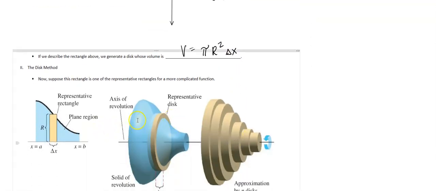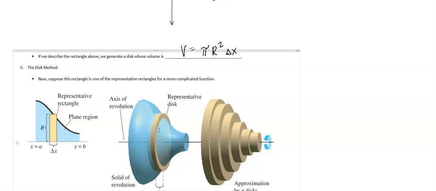So this is the basis of the disk method, and you can see that what we're doing is taking a solid and chopping it up into these little disks that approximate the volume of this solid. For each individual disk we calculate the volume, and add those together to approximate the value of this.